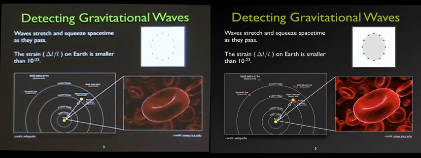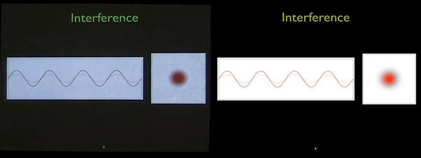So it's incredibly tiny measurements. It's just amazing that this is even possible. So how do we make such tiny measurements? We use a very, very excellent feature of light called interference.